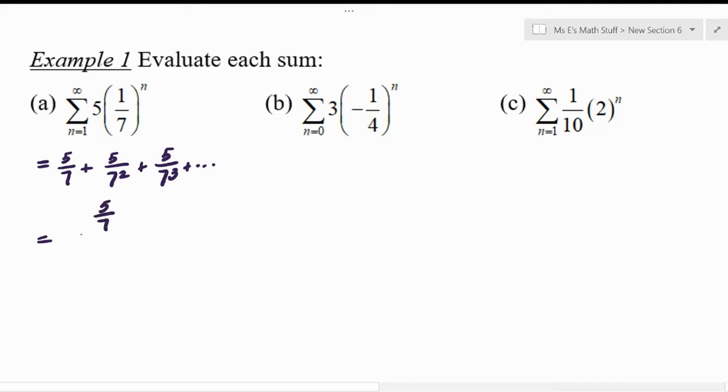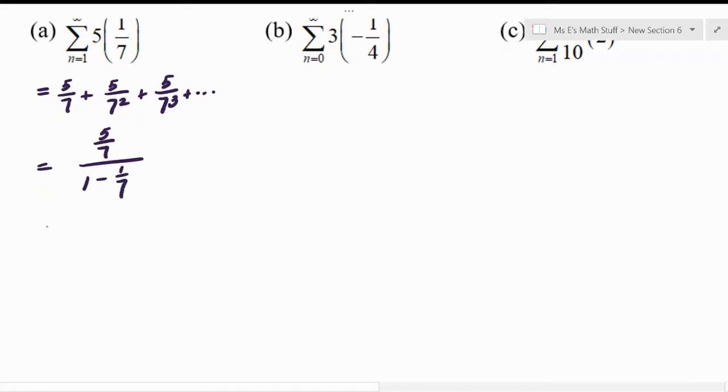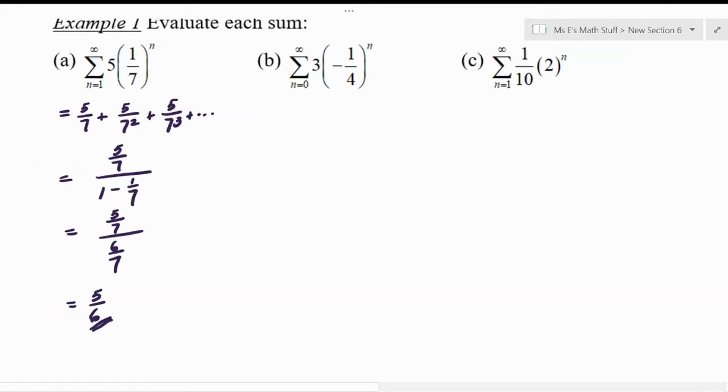first term over 1 minus the common ratio, and then simplify as you go. So you'd have 5/7 divided by 6/7, flip and multiply it, you should get 5/6. And that was the answer for part A.